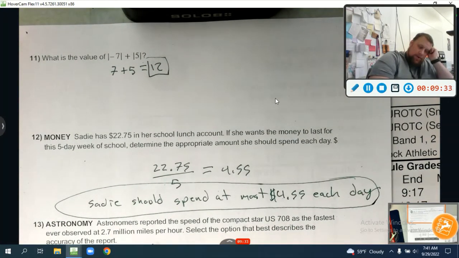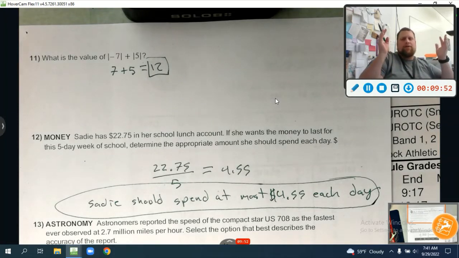Astronomers reported the speed of the compact star US 708 is the fastest ever observed at 2.7 million miles per hour. Select the option that best describes the accuracy of the report. Okay, first of all, notice this 2.7 million miles per hour. Do you think that's super exact? Probably not, because you never know. There could be lots of spatial forces, gravitational pulls that are affecting this comet every few seconds.